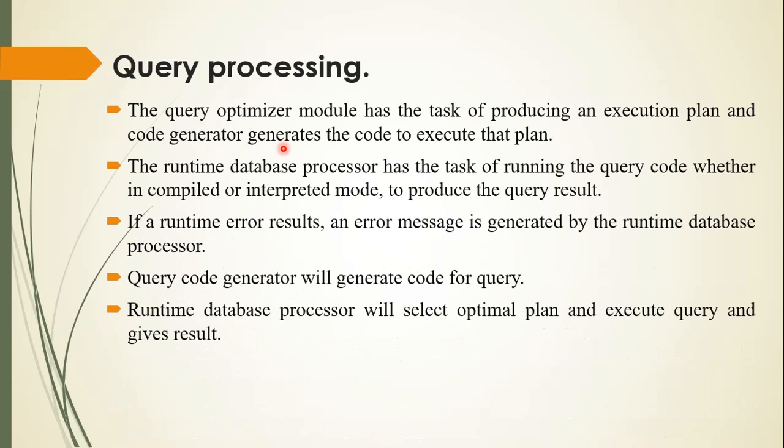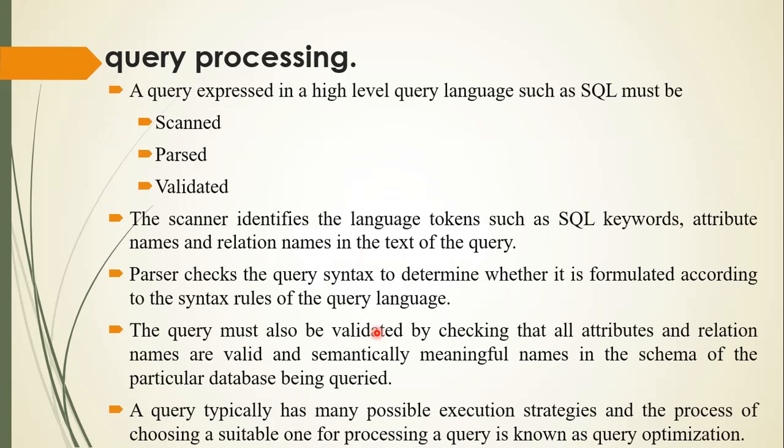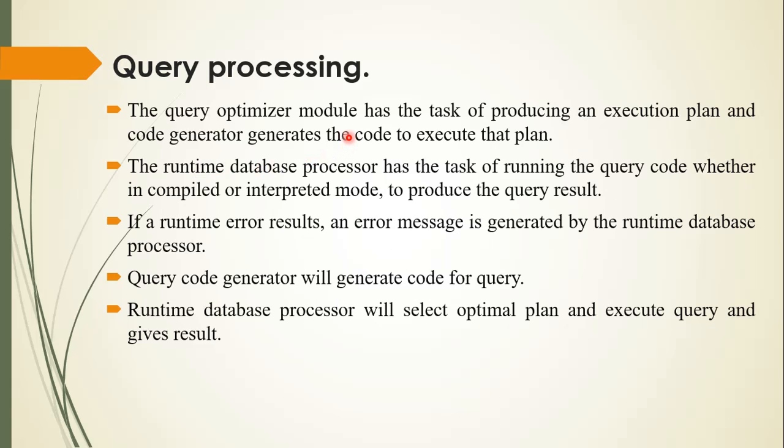The query optimizer module has the task of producing an execution plan, and the code generator generates the code to execute that plan. So in the query optimizer module we have the task of producing an execution plan, and the code generator generates the code that we have to execute.